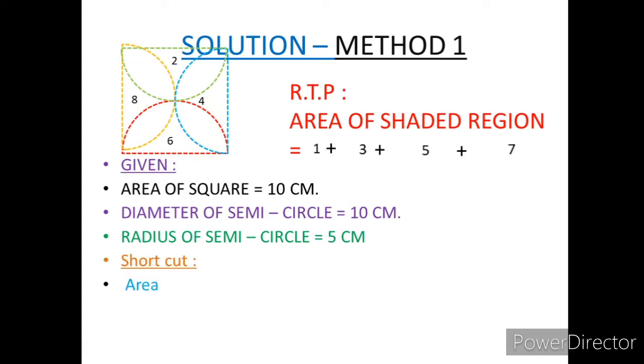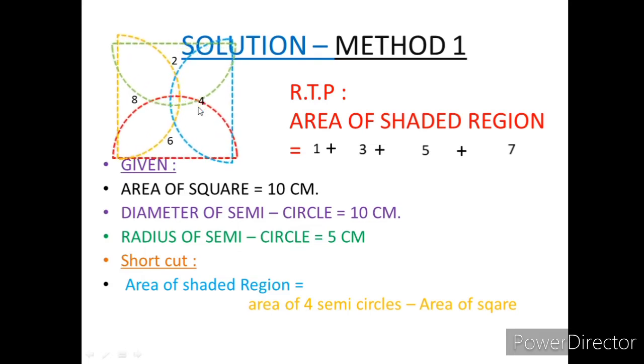You see here, shortcut method. Method 1, shortcut. Area of shaded region is equal to area of 4 semicircles minus area of square. You see here, those students who are good at visualization and understanding, if you clearly observe at the beginning of the solution, this figure is formed by using 4 semicircles. You see, the 4 semicircles are glowing.